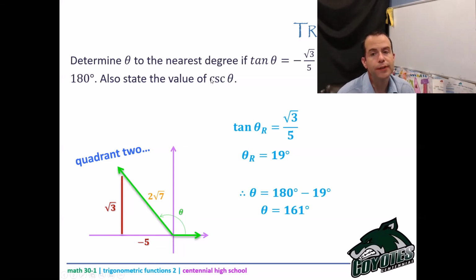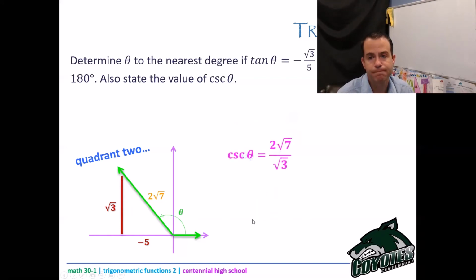So cosecant is the flipped version of sine. So if sine is the root of 3 over 2 root 7, cosecant will be the flipped version of that. So 2 root 7 over root 3. Okay, now in 20-1, it was drilled into your head that you can never have a radical on the denominator, and so you'd have to rationalize that. So to rationalize this, you'd multiply this by root 3 over root 3, and you'd get 2 root 21 over 3.